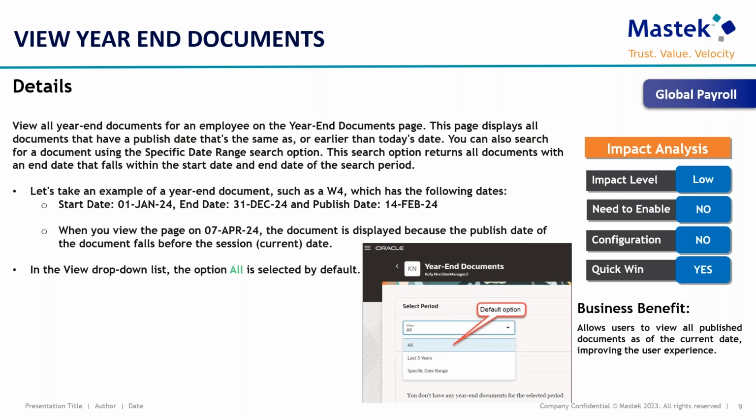It's just an enhancement to the existing functionality which is already in use, where we can specify the start date and end date or a specific date range, based on which whatever documents are published will be available for a user to see. It's just an enhancement in terms of different selection of periods, which will at the end of it allow users to view all of their published documents as of the current date and based on the published date. In terms of impact analysis, this is low impacting. We don't need to enable anything. Again, there is no configuration needed, and it will be marked as a quick win.